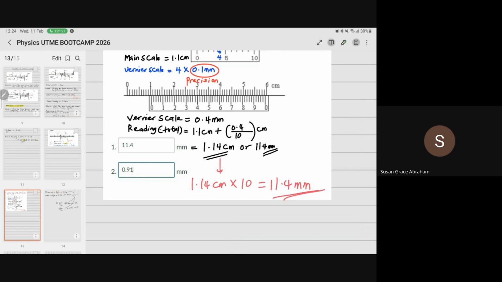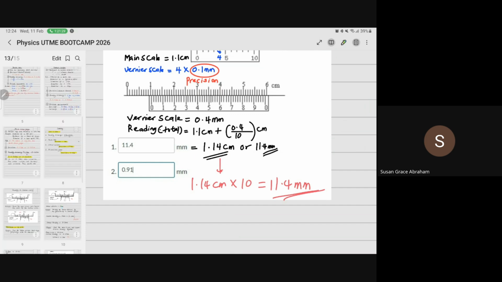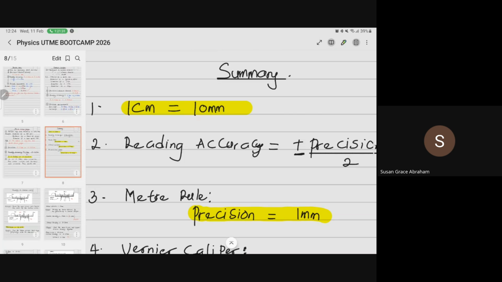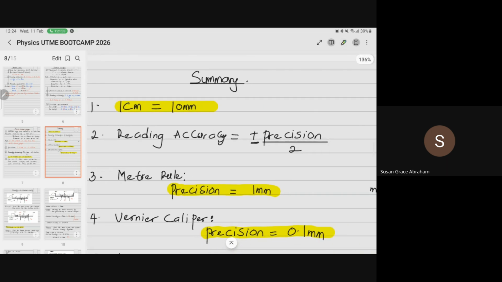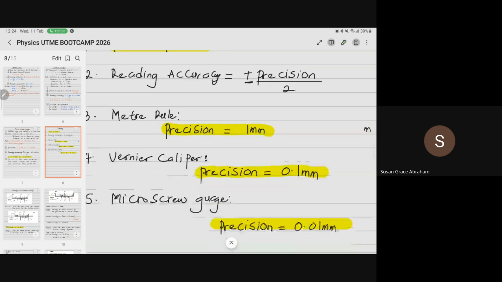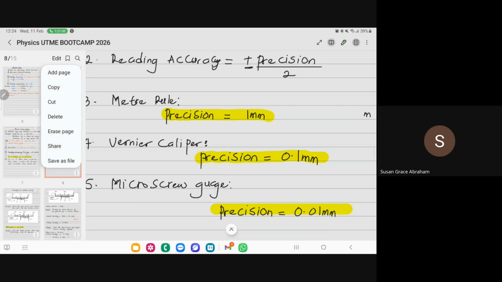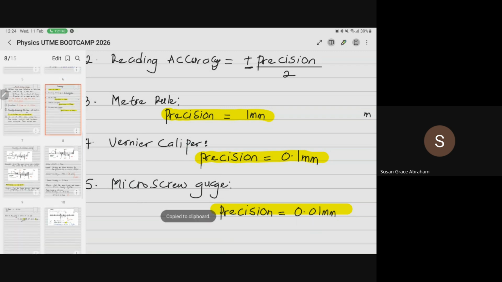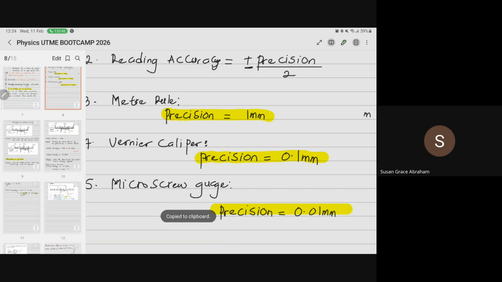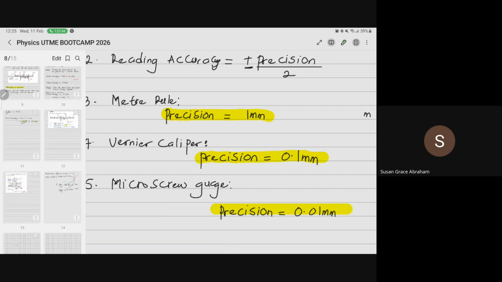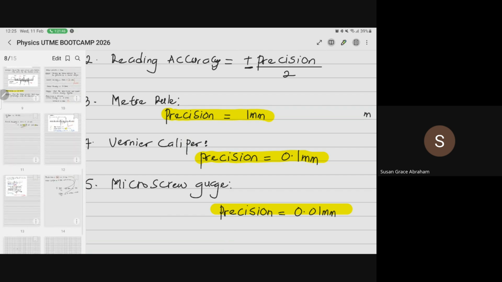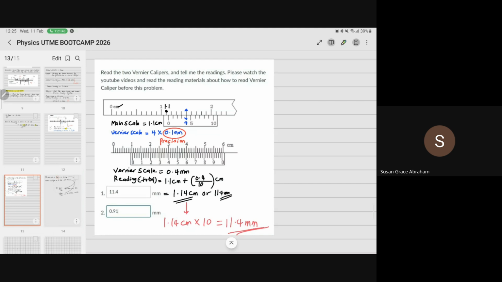Any other thing? So remember that in summary, these are the things we learned, right? You have 1 centimeter here. You have the vernier caliper precision to be this. And I want to update my summary notes to include the steps for your vernier caliper. If you have any question, feel free to ask me, guys.